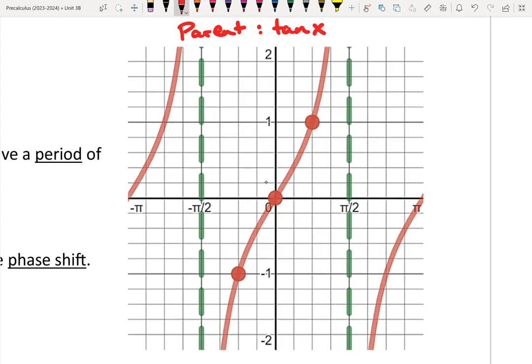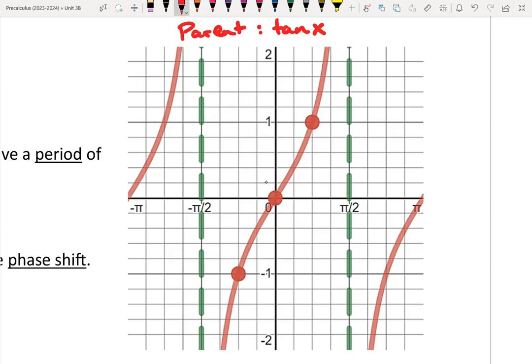Now, when we created the tangent graph yesterday from the unit circle, we had obviously a whole lot more points. Between each vertical asymptote, there were 1, 2, 3, 4, 5, 6, 7. I think 7 different points between each vertical asymptote. And we're only going to be using these 3.